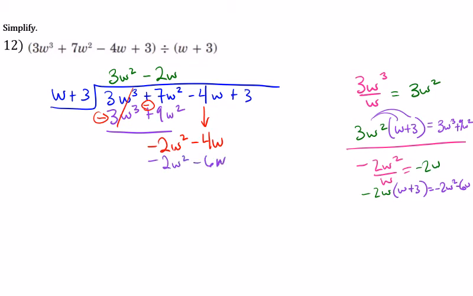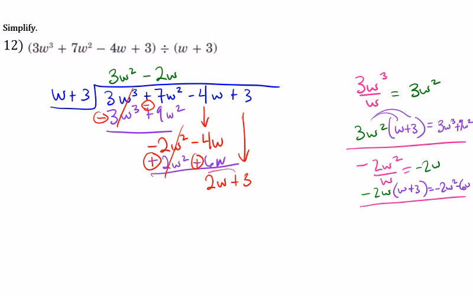Now what I have to do is subtract. So I'm going to change the sign. This is going to become a positive, and this is going to become a positive. So these cancel out, just like they should. These first two terms should always cancel out. And then the second term is negative 4w plus 6w, which is positive 2w. Then I bring down this 3, and the process starts over again, right?